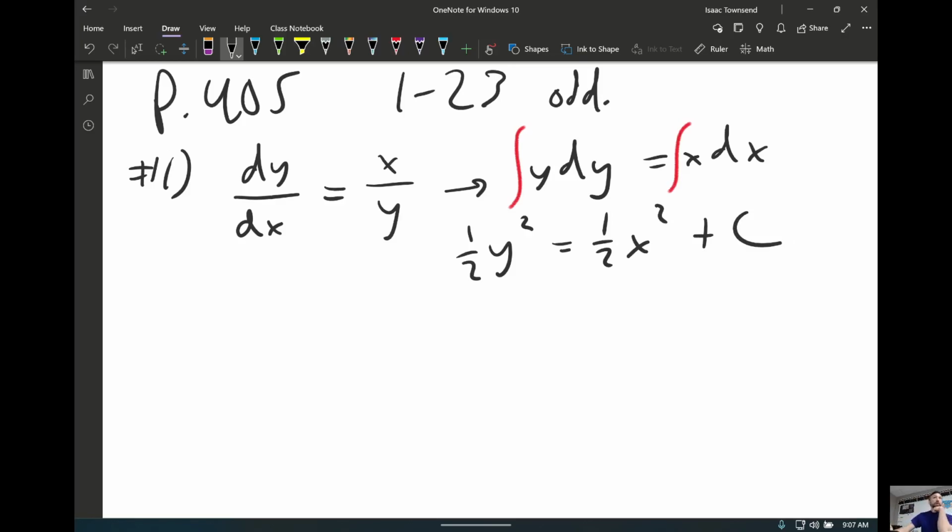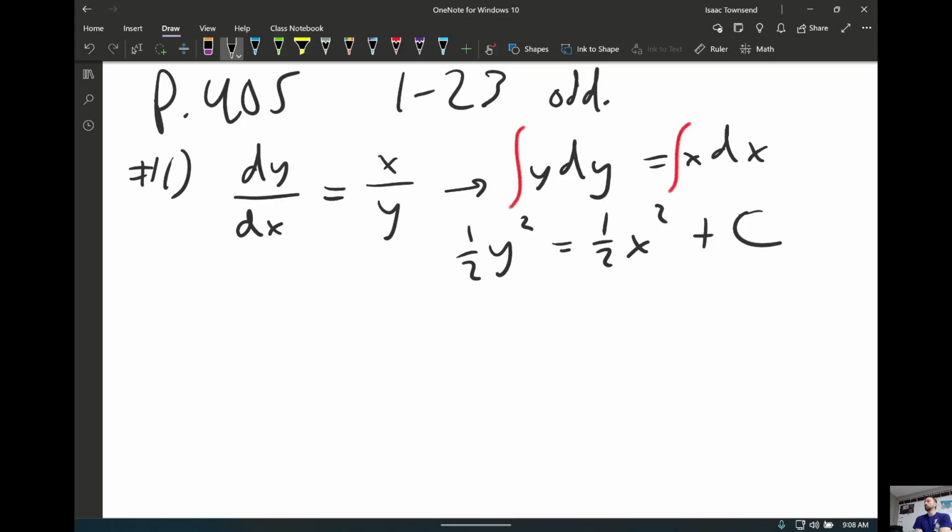Now, technically, when you integrate this side, you should have a plus c, and then when you integrate this side, you should have a plus c. But then you could just combine those c's. An unknown number, subtract an unknown number is just an unknown number. So we really only need one plus c. You're welcome to put them on both sides, but if you combine them, they're just a different unknown number anyway.